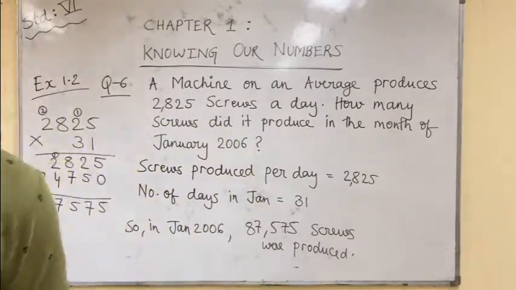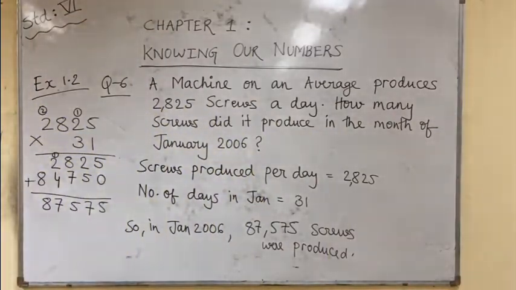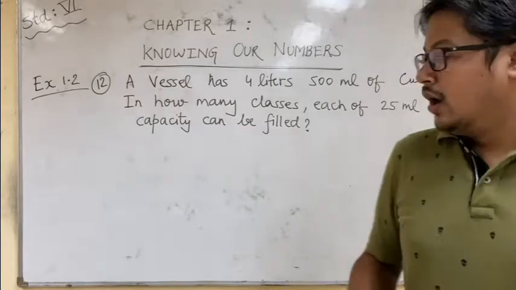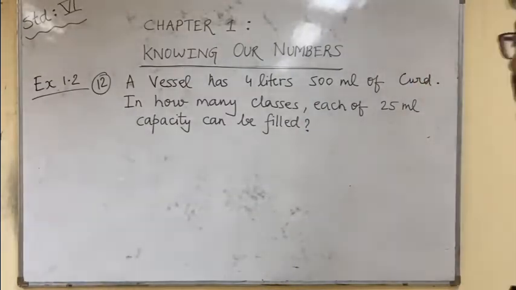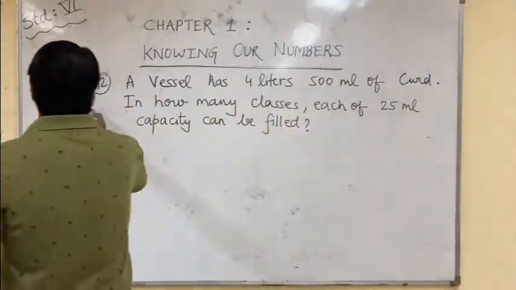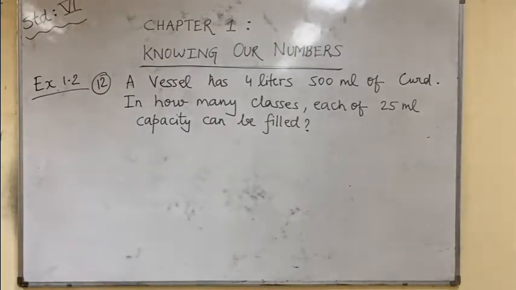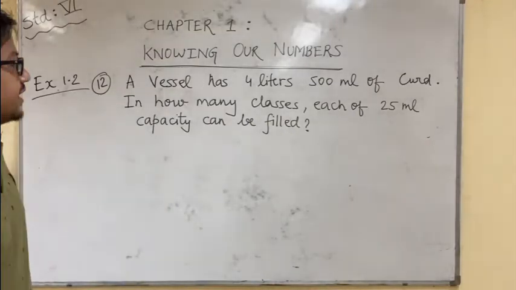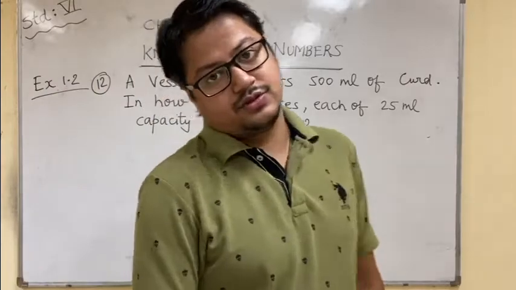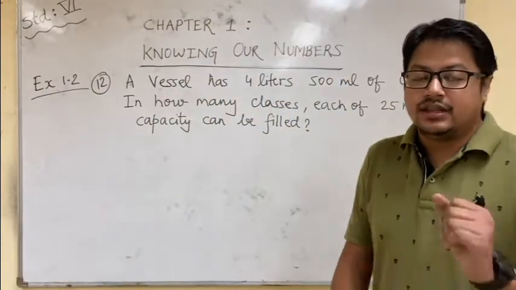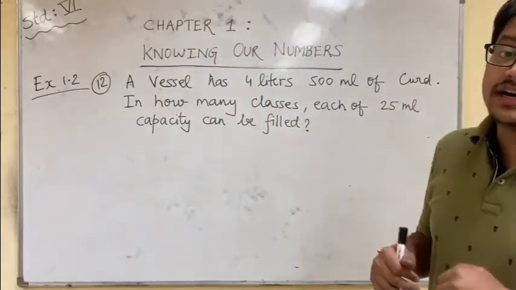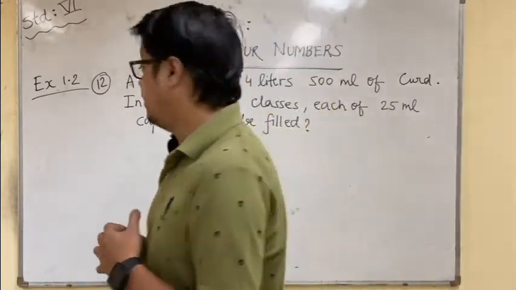Okay. We will see one more word problem now. Okay students, so let us see the second word problem. It is 12th question from exercise 1.2. A vessel has 4 liters 500 ml of curd. So there is a big vessel that has how much curd? 4 liters 500 ml of curd.